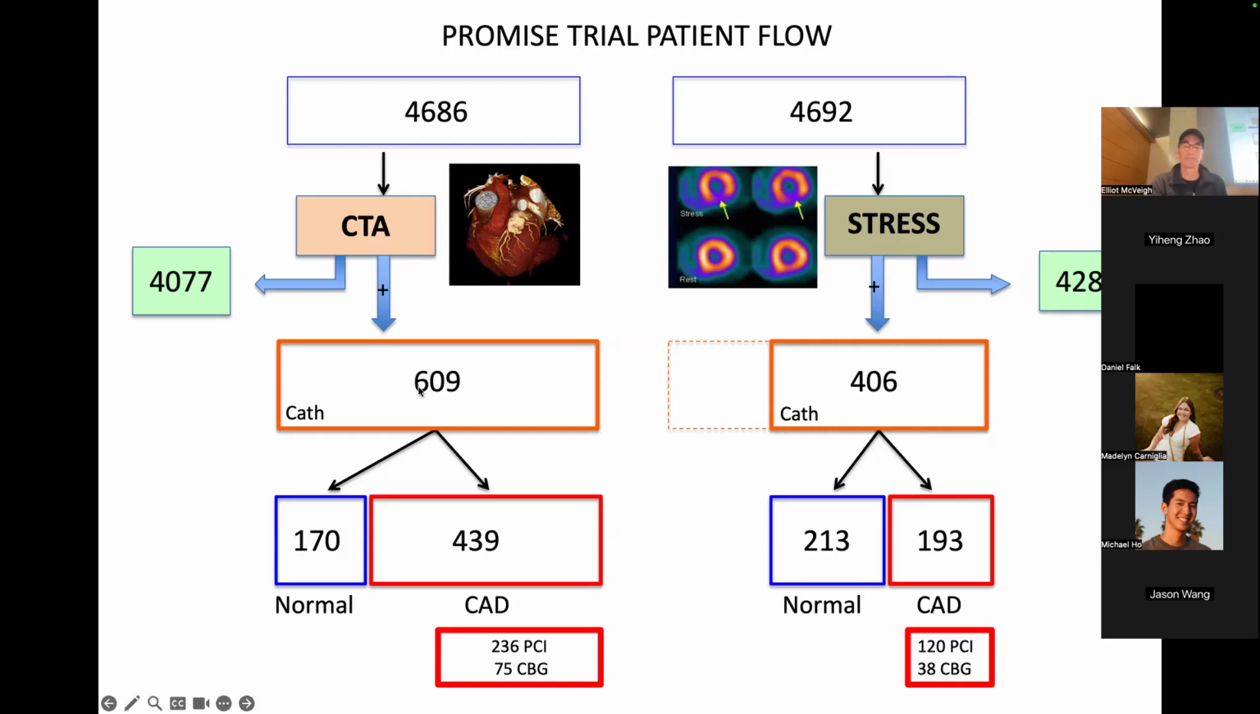Over here, of the 609 that were sent to the cath lab, when they got in the cath lab and they looked, 439 had coronary disease, right? Let's compare this number, 439, to this number, 193. There's a few people missing over here. Right? You've got so many more people with coronary disease here.